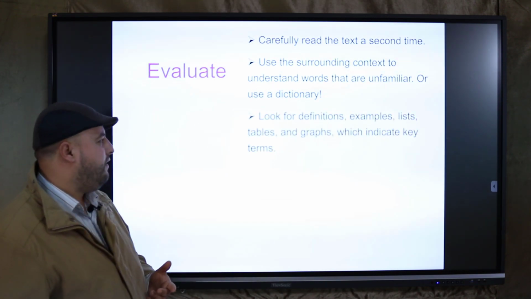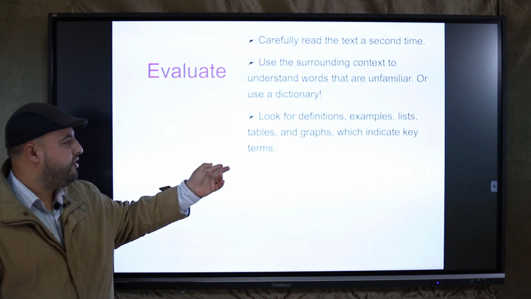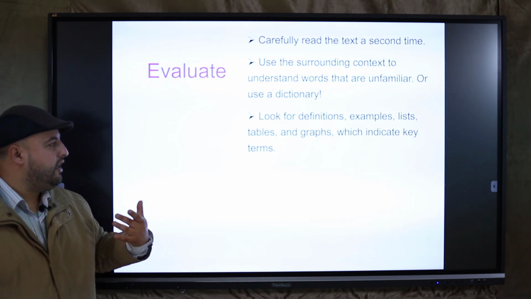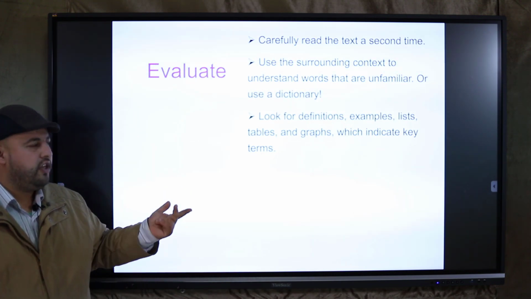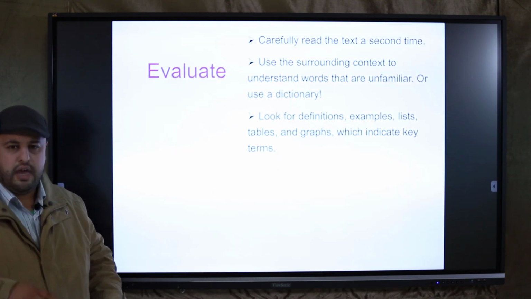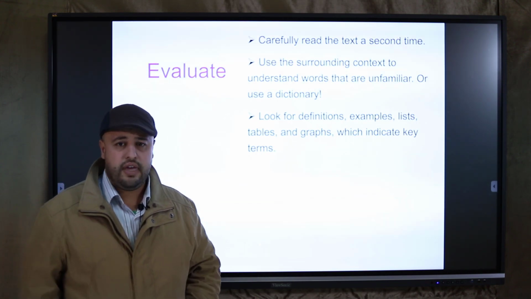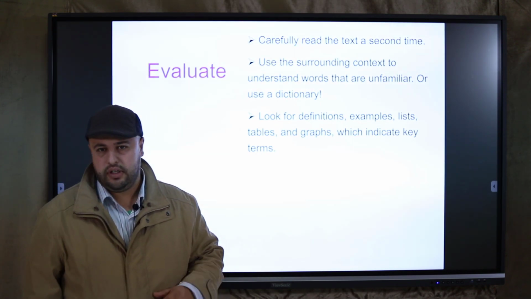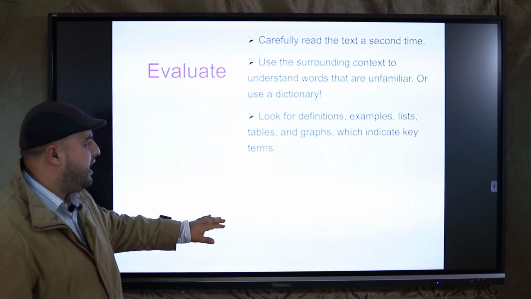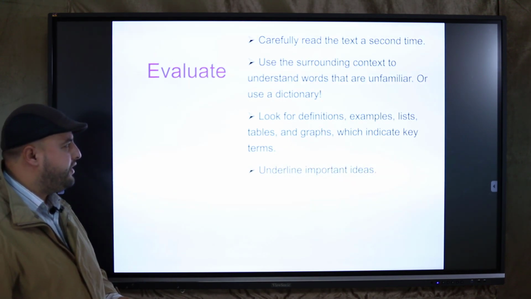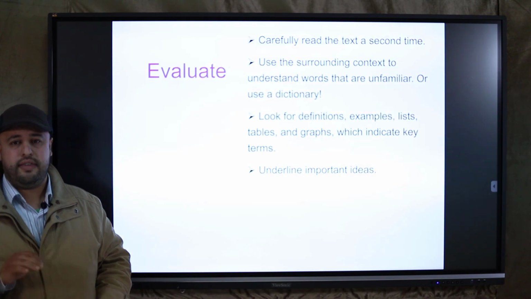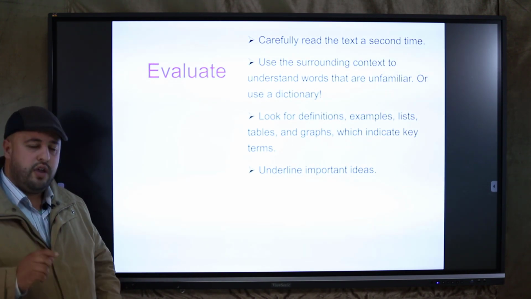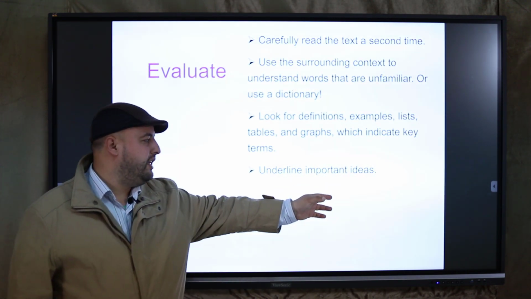The third one, you have to look for definitions, examples. These tables and graphics indicate key terms. Sometimes the text can contain definitions, examples, illustrations, maps, pictures, and all these items are very fundamental in understanding the main idea of the text. Of course, after that, you are going to underline important ideas. So in this step, you are going to underline important ideas.